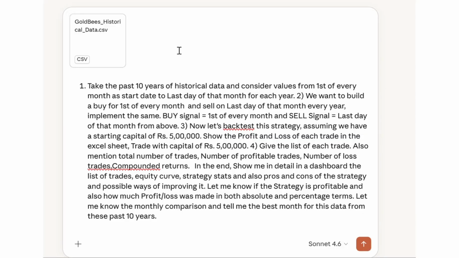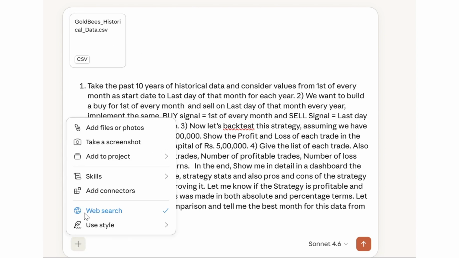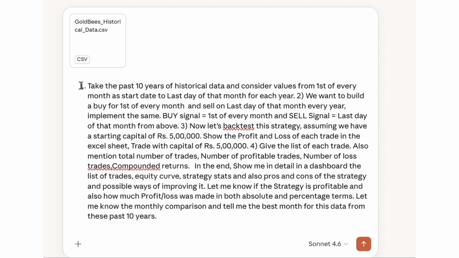We will again open Claude AI and put that CSV file by clicking on Add Files. As you can see in the option, you can find add files, and then put in this GoldBees file. Now this is a very important prompt which we have written: take the past 10 years of historical data and consider the values from the first of every month as the start date and the last of that respective month for each year.